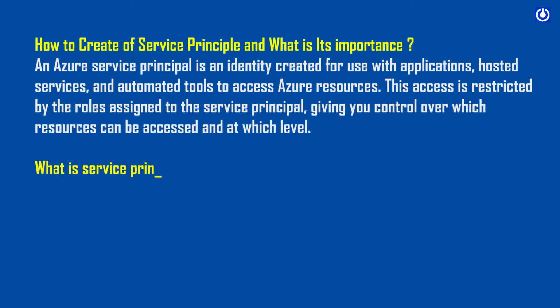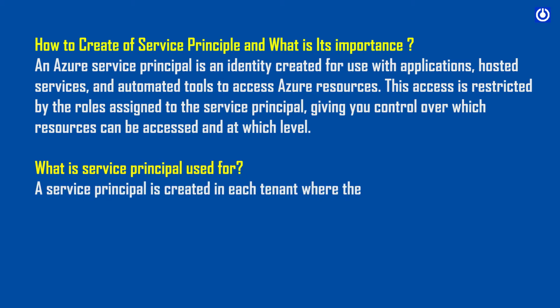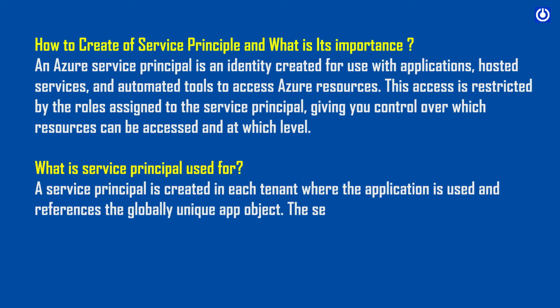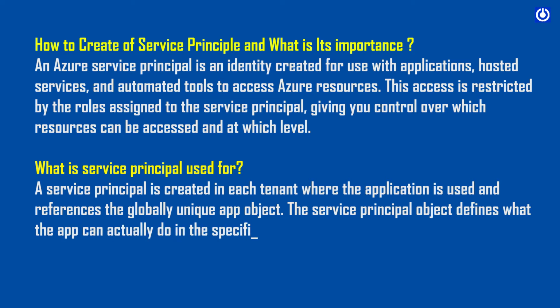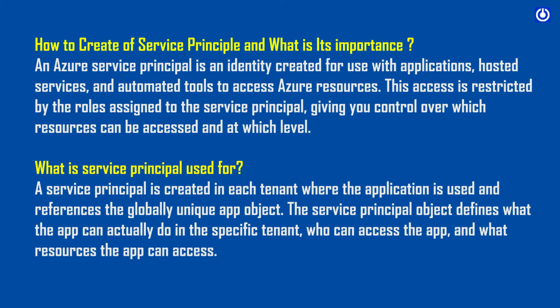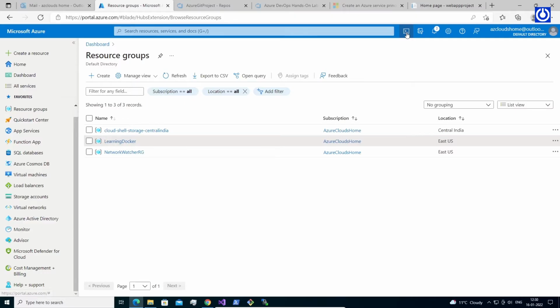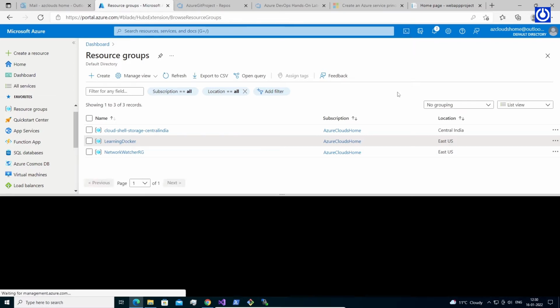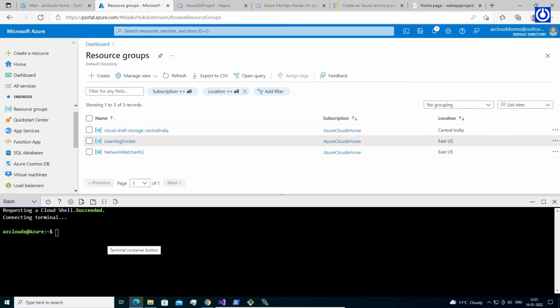What is a Service Principal used for? A Service Principal is created in each tenant where the application is used and references the globally unique app object. The Service Principal object defines what the app can actually do in the specific tenant, who can access the app, and what resources the app can access. Let us create an Azure Service Principal, SPN, with role-based access control, RBAC, through the Azure Bash terminal.